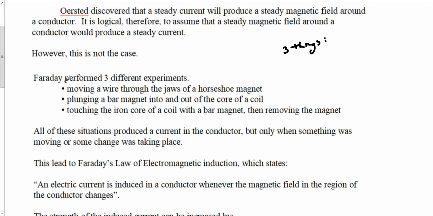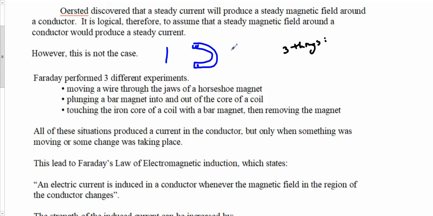Faraday performed 3 different experiments. He moved a wire through a horseshoe magnet, which looks like this, north, south. He had a wire, here it is. When he was bringing the wire in, current would start to flow in it, but as soon as it got there and he stopped moving it, the current in the wire stopped.